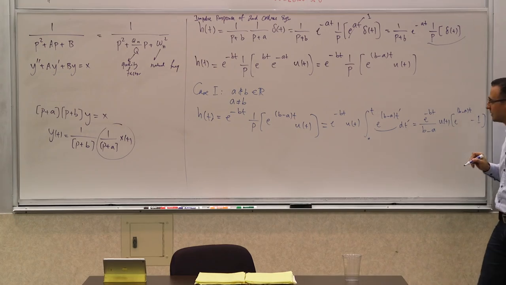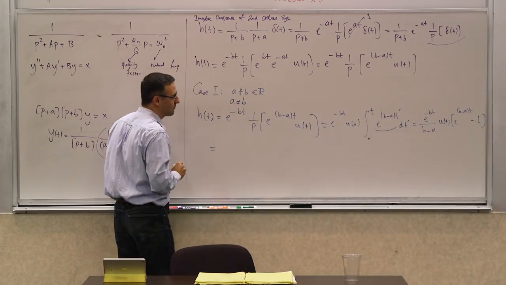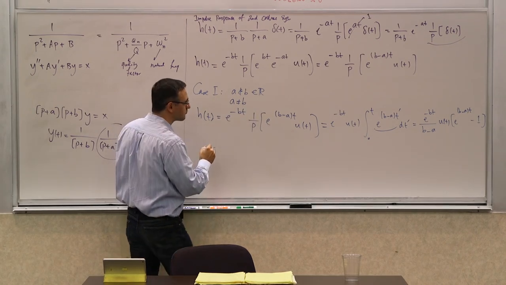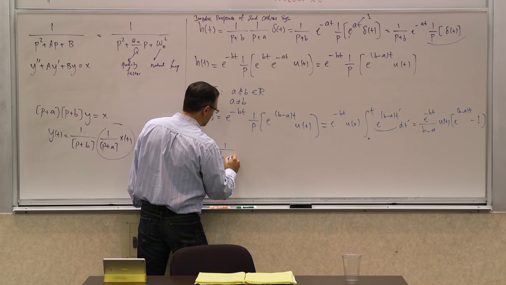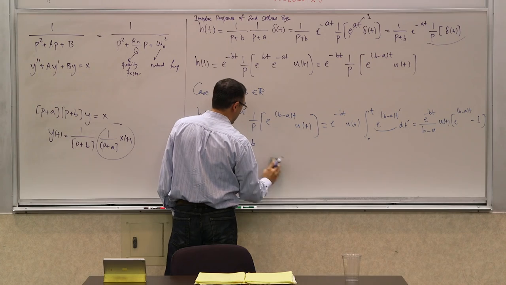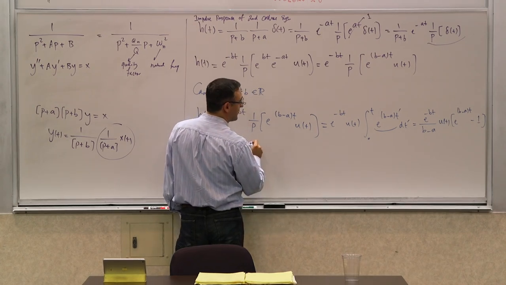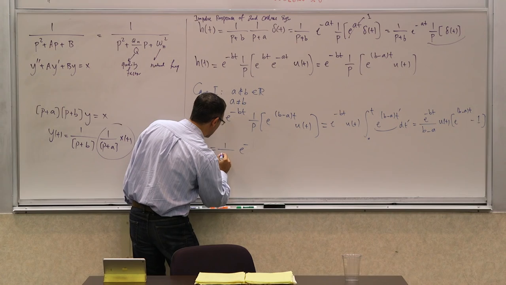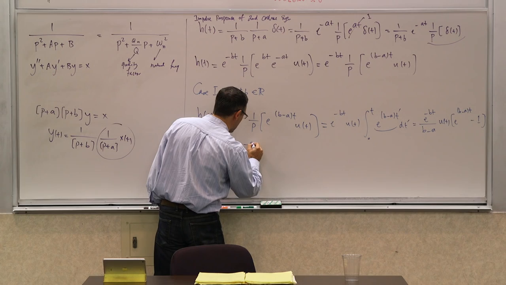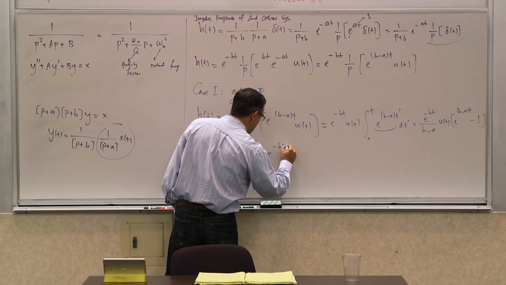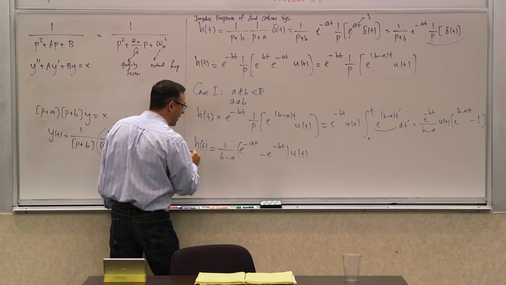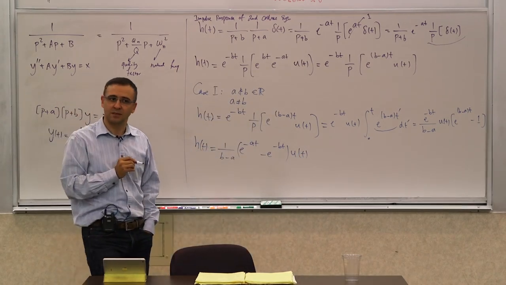You agree? That's good? So we need to just simplify that. We are done, but we need to simplify. If we multiply out the e to the minus bt, what do we get? Yes, exactly. You get e to the negative at minus e to the negative bt, u of t. So that's the impulse response for the system.